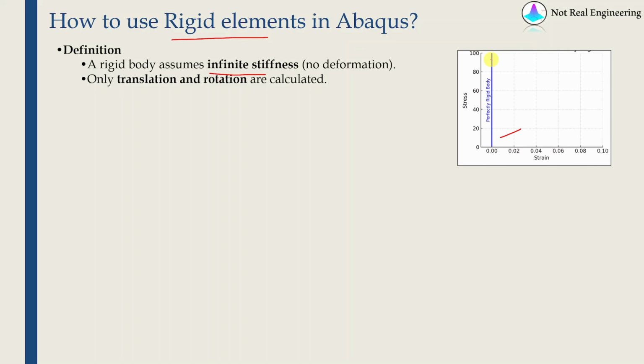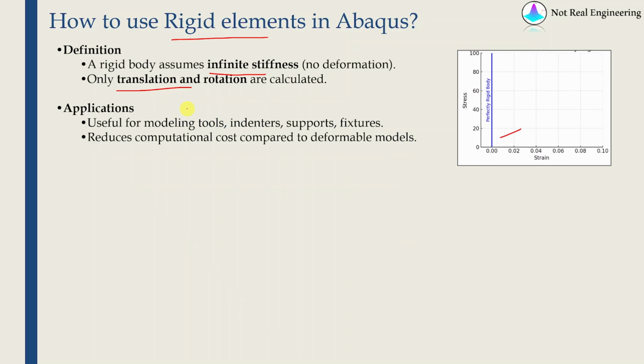Of course, no real body is a rigid body, but in many applications it turns out to be a very good assumption to simplify the model. When there is no deformation, only translation and rotation will be calculated. Some applications of this are mentioned over here. Many times we model tools as a rigid body, let's say stamping, punching. So the tools which are operating against the part, those tools can be assumed as rigid body. And other examples can be indenters, supports, fixtures.